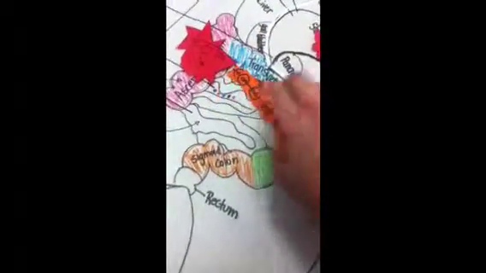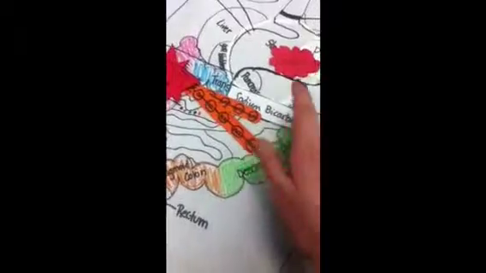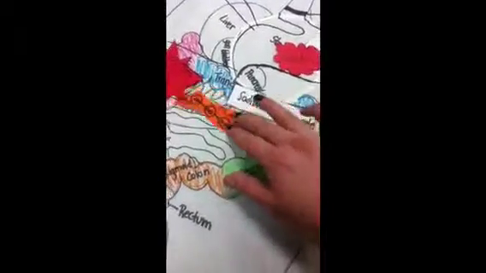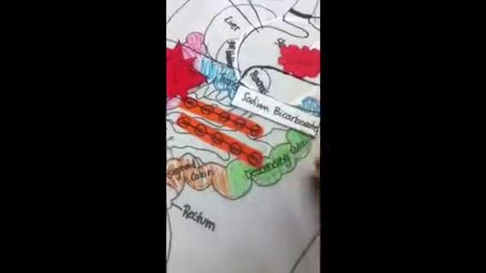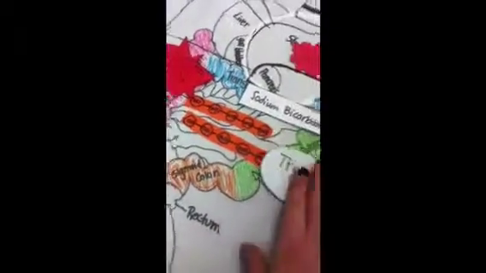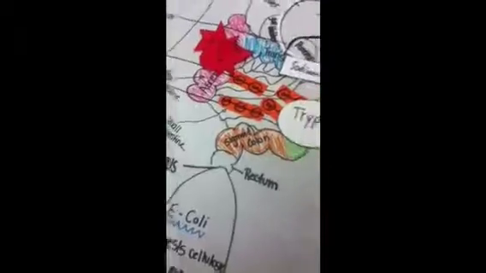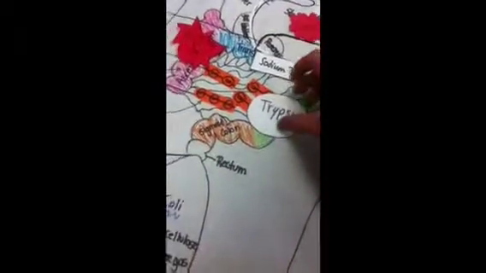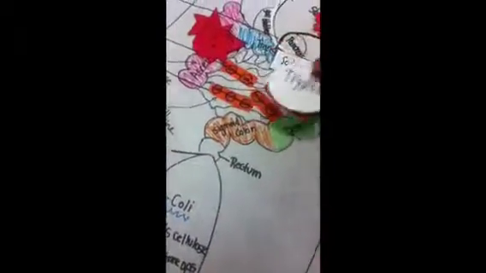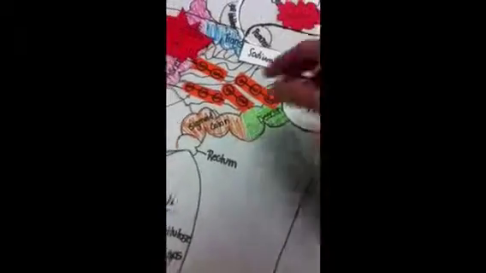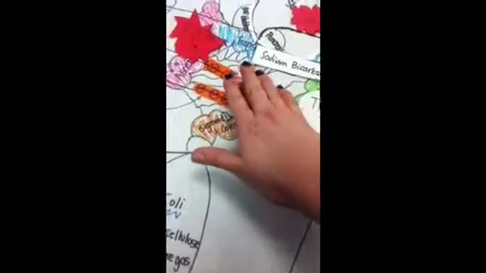Sodium bicarbonate neutralizes the pH to 8.5 so all the enzymes can work together at their optimum pH. Trypsin digests the smaller polypeptides into di- and tripeptides. The di- and tripeptides move further down into the small intestines.